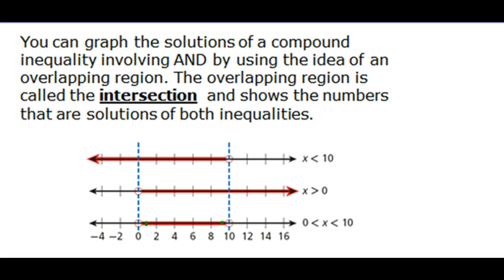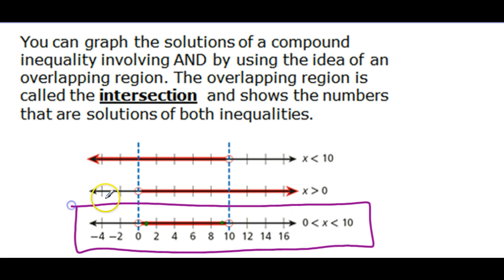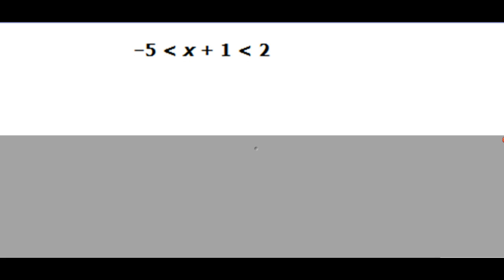Okay? You can graph the solutions to those on number lines. This would be the number line for x is less than 10, open circle at 10, arrow going to the left. This would be the graph for x is greater than 0, open circle at 0, arrow going to the right. And the and compound inequality here would be this graph here on the bottom. You only graph the part where these two graphs overlap. All right, so let's solve some.